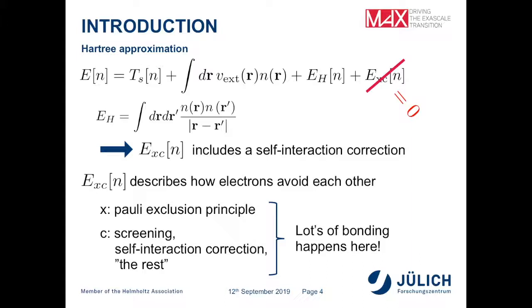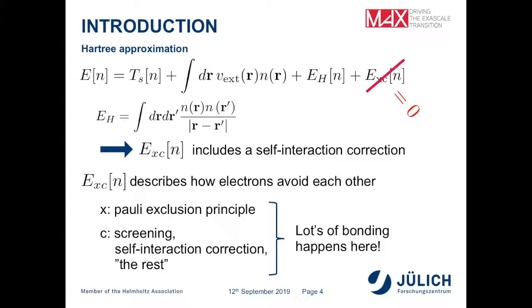And then the exchange correlation energy usually is split into two parts. The exchange, which is just due to the Pauli principle, and the correlation is all other things where electrons interact, screening, self-interaction correction, whatever you can think of.